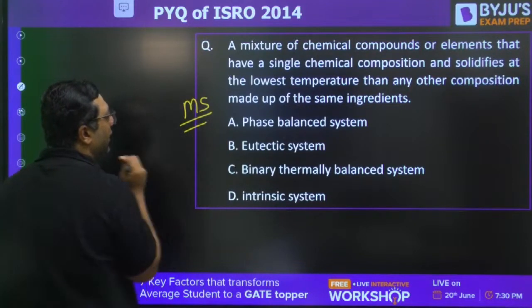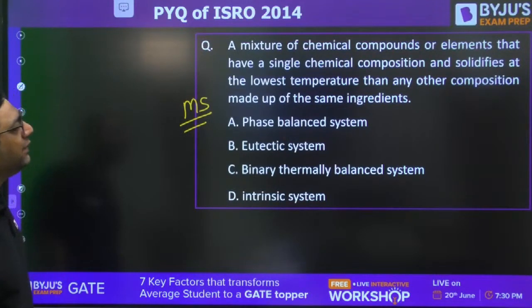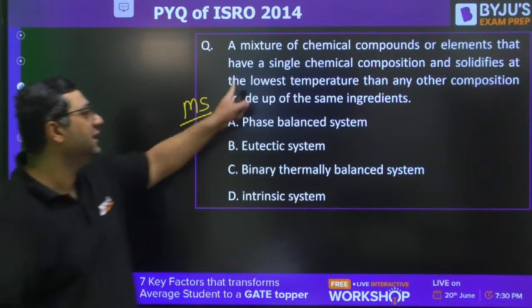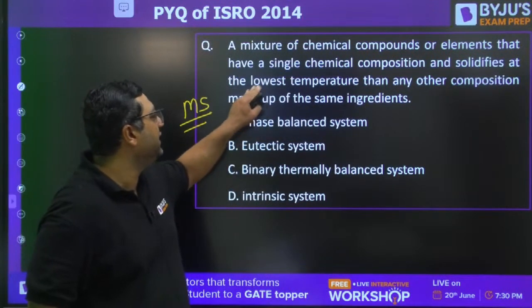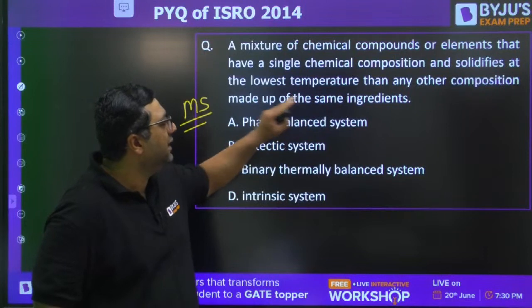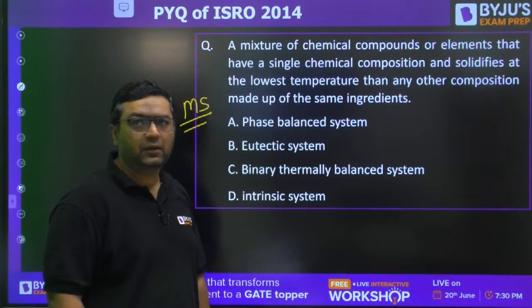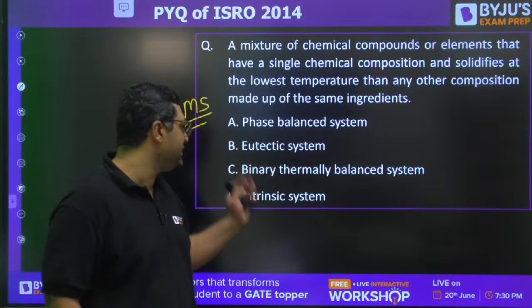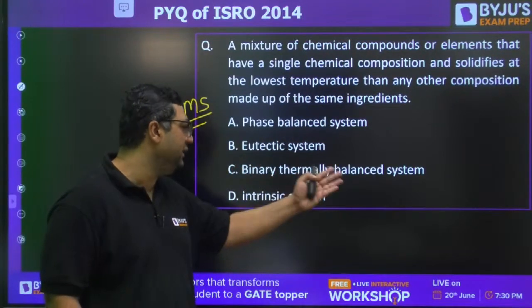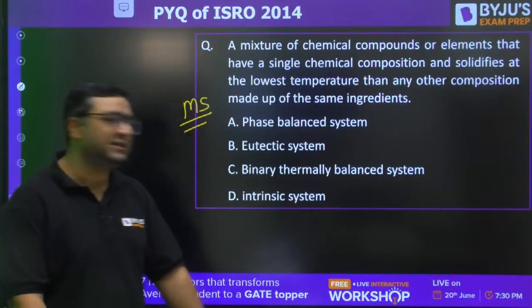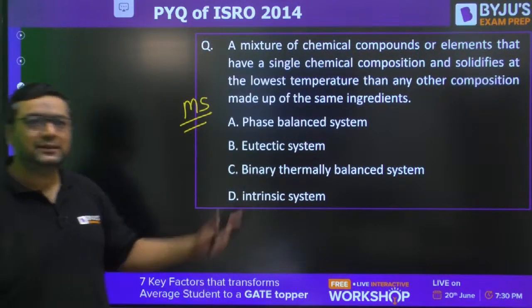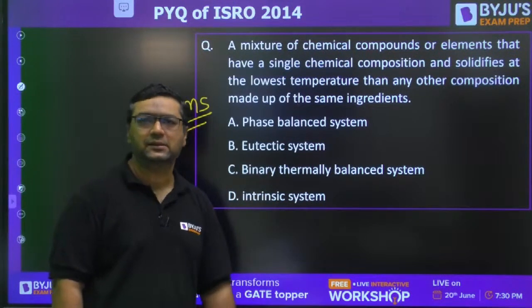Once again, material science. This is your GATE part. A mixture of chemical components or elements that have a single chemical composition and solidifies at a lower temperature than any other composition made up of the same ingredients. Okay, this is phase balance system, eutectic system, binary thermally balanced system, or intrinsic system. This is from material science.